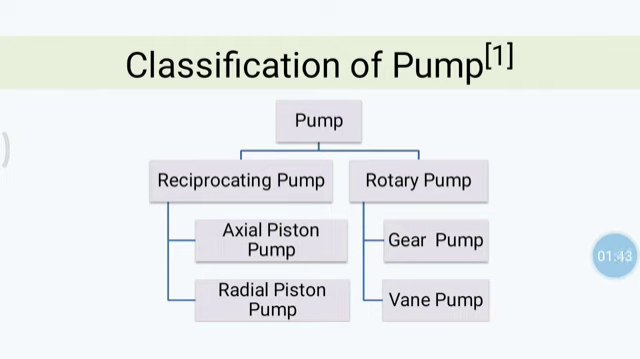Rotary pump. Rotary pumps are used to increase the pressure of oil by using rotary motion of gear, vane, screw, etc. Further, they can be classified into gear pump and vane pump.